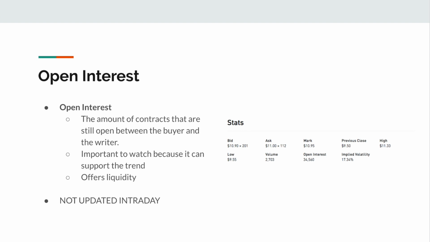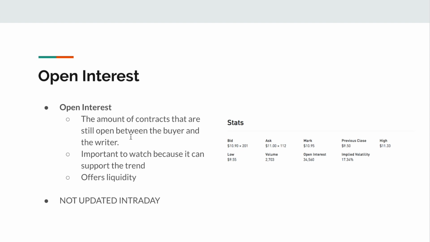So let's explain what open interest is. Open interest is the amount of contracts that are still open between the buyer and the writer. So if the buyer buys a contract and the writer opens it, that means there is one contract that's added now to the open interest. It's important to watch because it can help you see which trend the stock is going for.